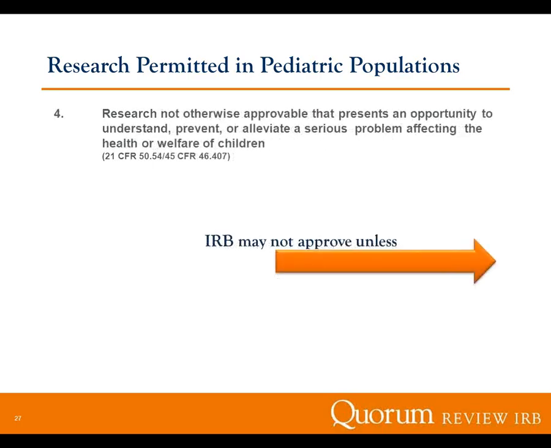And now finally, Category 4. Now this category is much different from the first three. It's different from the first three because if the IRB finds all their criteria met, it cannot still simply approve the research. Other things have to happen. So in order to approve research under Category 4, the following has to occur.